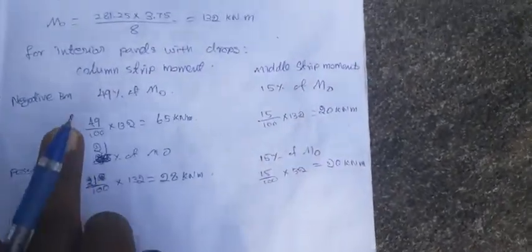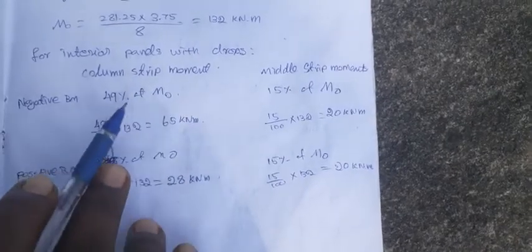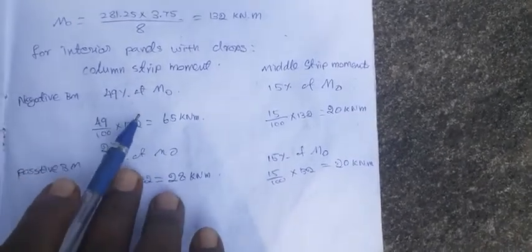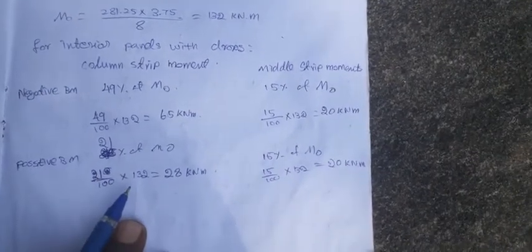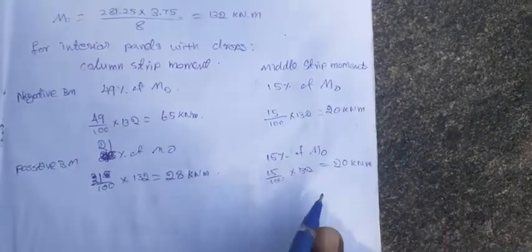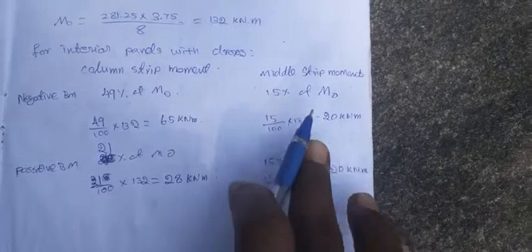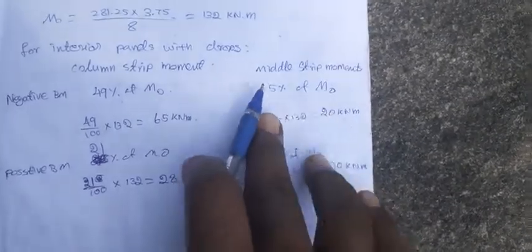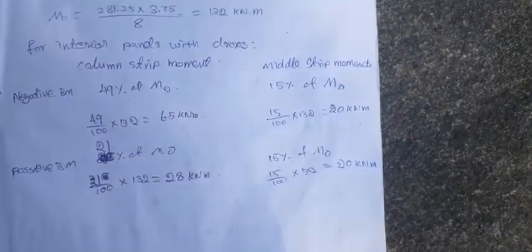So the negative bending moment in the column strip acts at the top face and the positive bending moment acts at the bottom face in the column strip. The same thing in the middle strip: 15% positive bending moment at the bottom face and 15% negative bending moment at the top face in the middle strip.